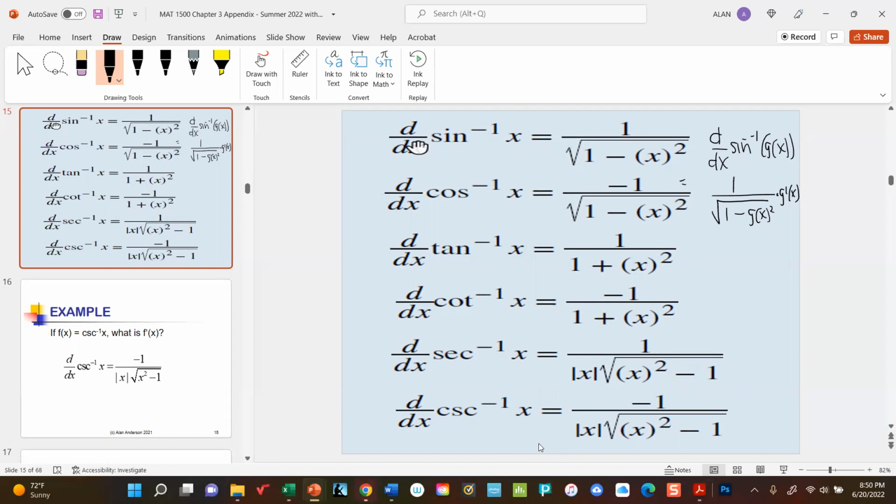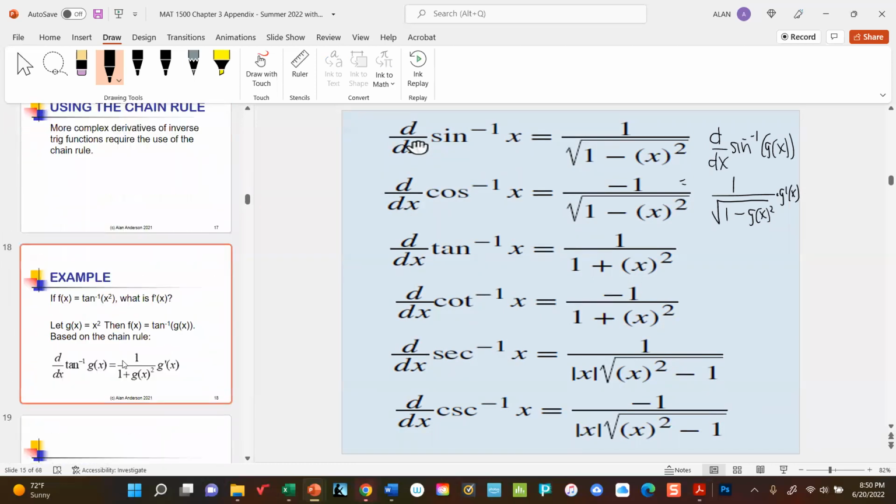So I did mention before, the chain rule will show up in a lot of different places as we go along, and this is one of them. Taking derivatives of arc sines and arc cosines and all the rest can require the chain rule if we're taking the arc sine of a function of x, not just x. And in fact, I think we have an example right here.